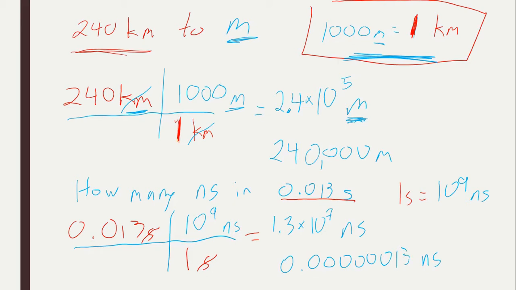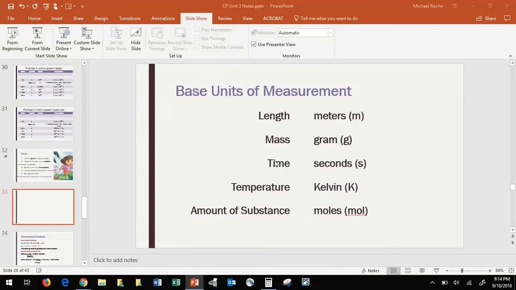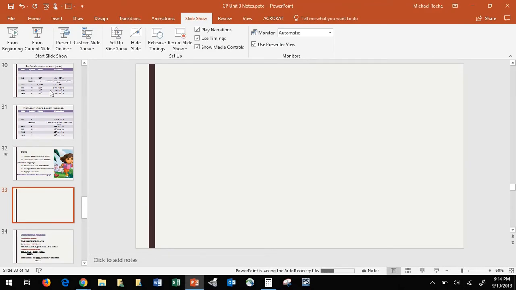All right, so let's discard all that, and we'll do one more. We'll do one more that goes from one prefix to another.